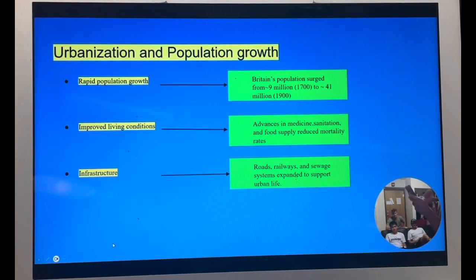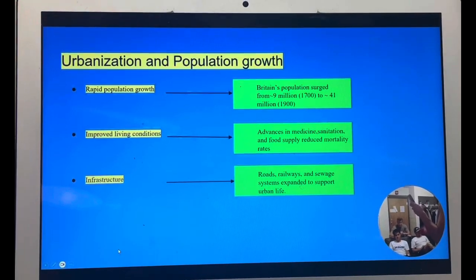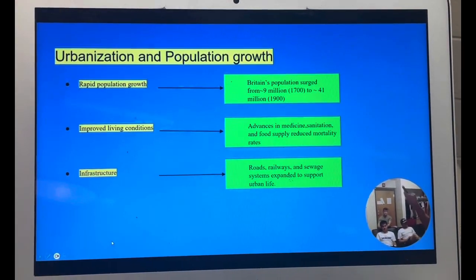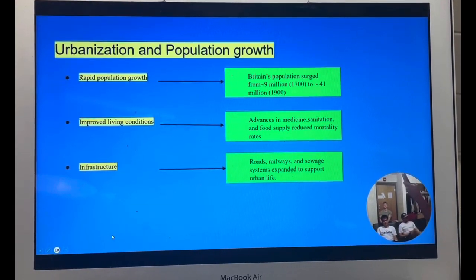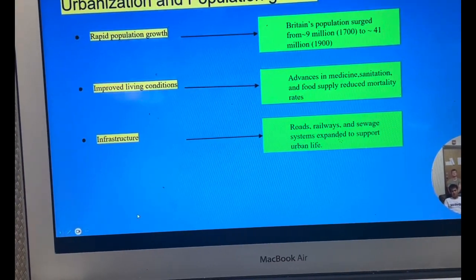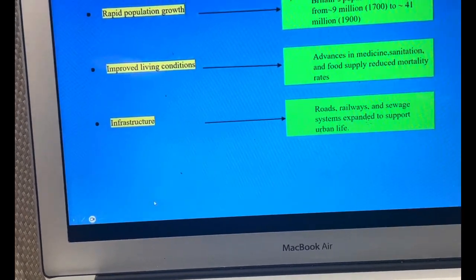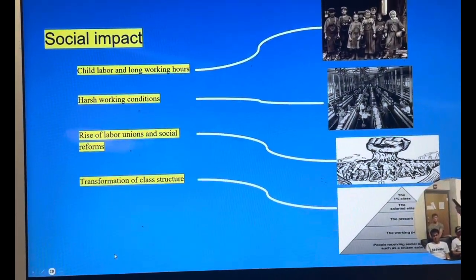Okay, nice. Urbanization and population growth. There was a rapid population growth in Britain, which surged from 9 million in the 1700s to 41 million in the 1900s, surprisingly. Then there were improved living conditions, with advances in medicine, sanitation, and food supply, which reduced mortality rates. Okay, I didn't read the whole slide.